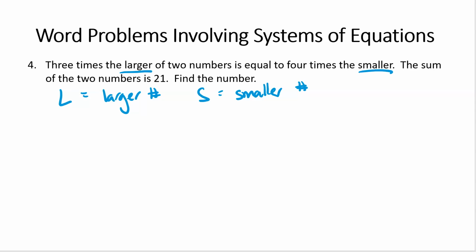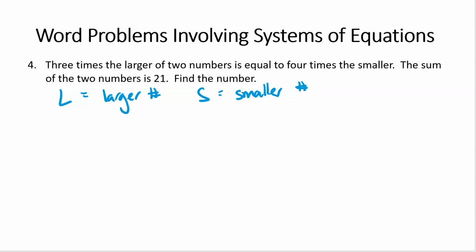Again, you can use whatever letters you want, but it's good to define your variables. Use letters that you think will help you keep track of what's what. So L for larger, S for smaller makes sense to me. And now let's just break down the sentences and see if we can build equations off of those.